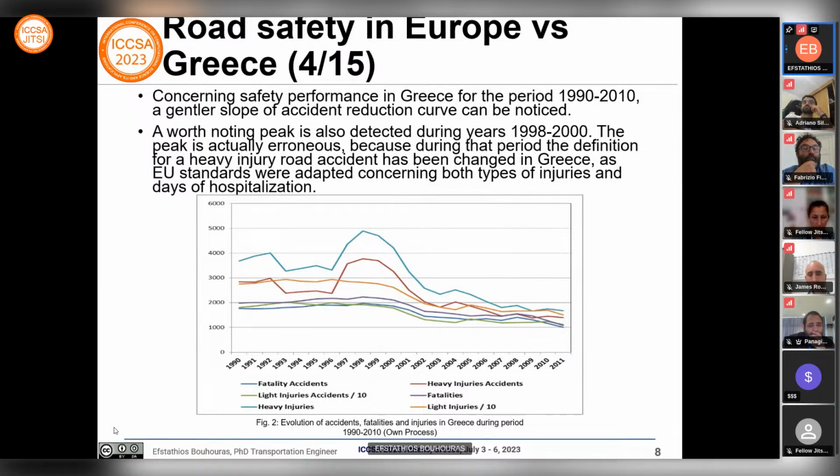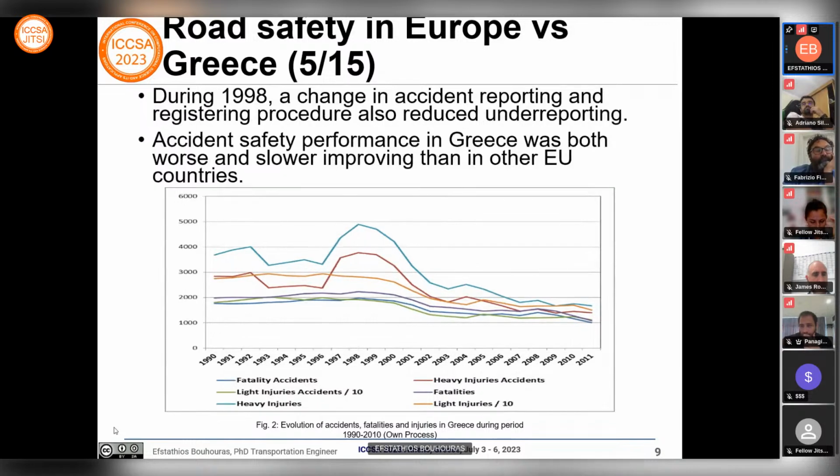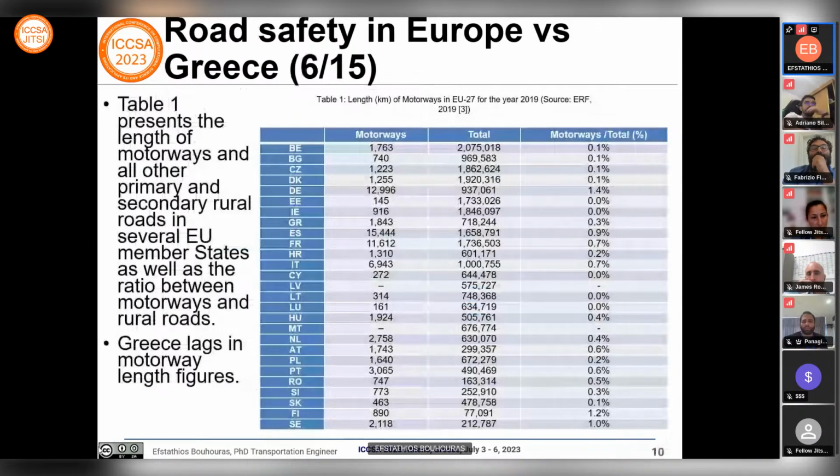Greece had to define how heavy injury road accidents would be recorded. So it was a period when we underestimated some of the accidents or overestimated some others. This is why we can see the peak from 1998 to 2000. Again, this slide presents what I've said: in 1998 we had this procedure which was necessary, and after 2000, Greece has aligned with the European protocols.